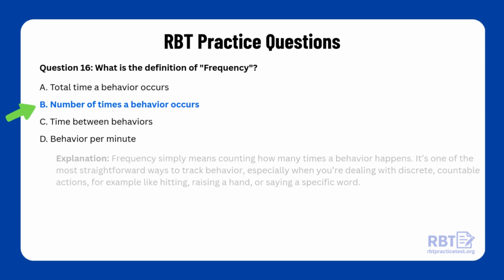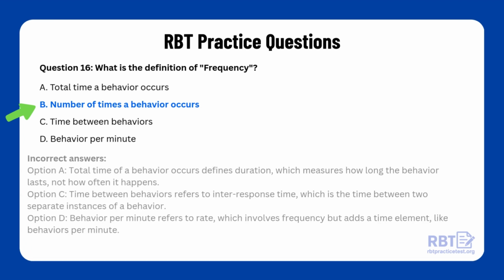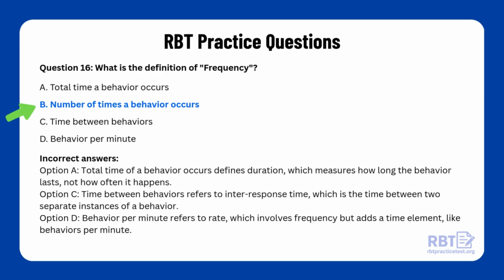Now for the wrong answers. A is incorrect because it defines duration, which measures how long the behavior lasts, not how often it happens. C refers to inter-response time, which is the time between 2 separate instances of a behavior. D refers to rate, which involves frequency, but adds a time element like behaviors per minute. If you're just keeping count of how many times something happens, that's frequency.